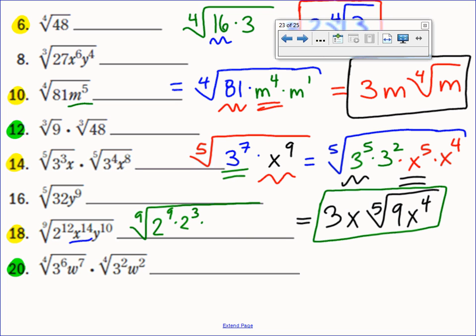Is the exponent on the x power currently divisible by 9 without a remainder? No. So I'll rewrite that x to the 14th as x to the 9th times x to the 5th. And lastly, we'll rewrite this y to the 10th. 10 is not divisible by 9, but I can rewrite it as y to the 9th times y to the 1st.